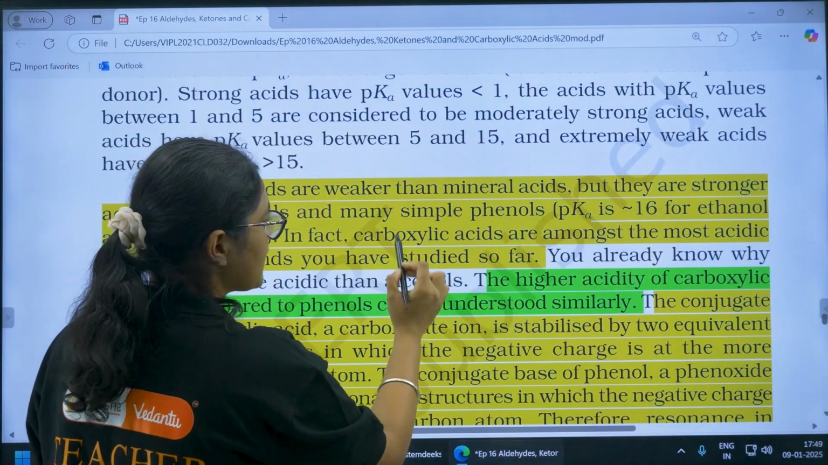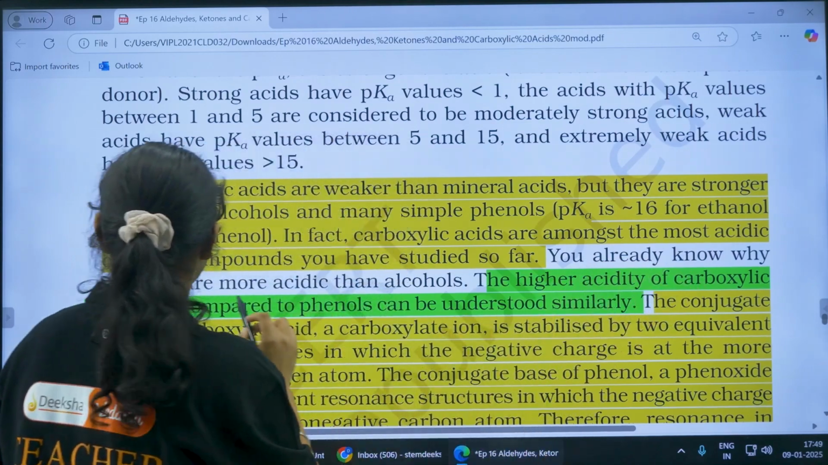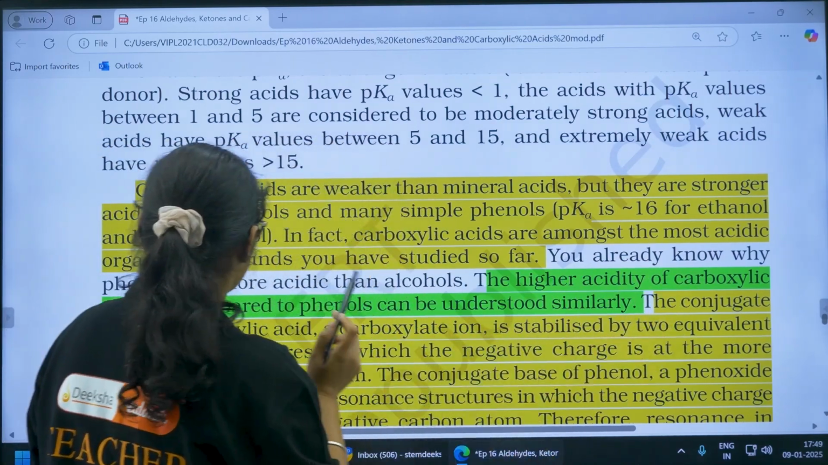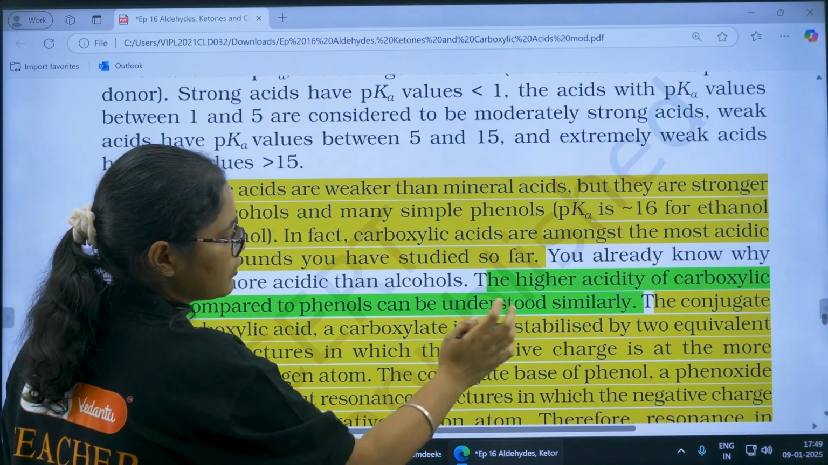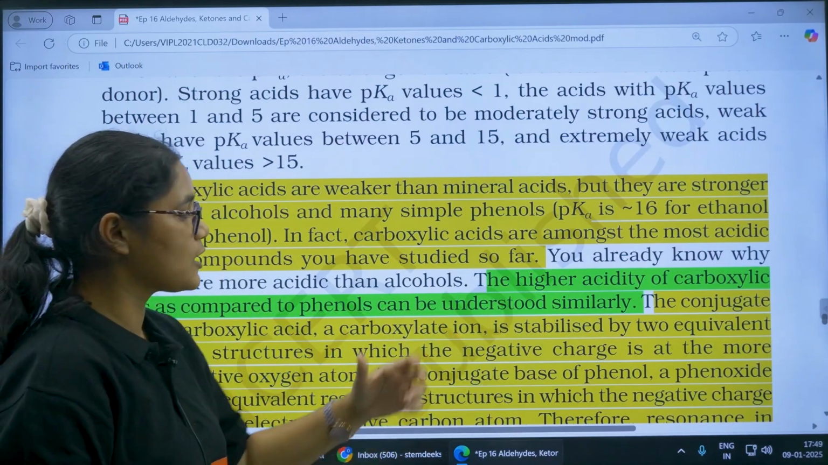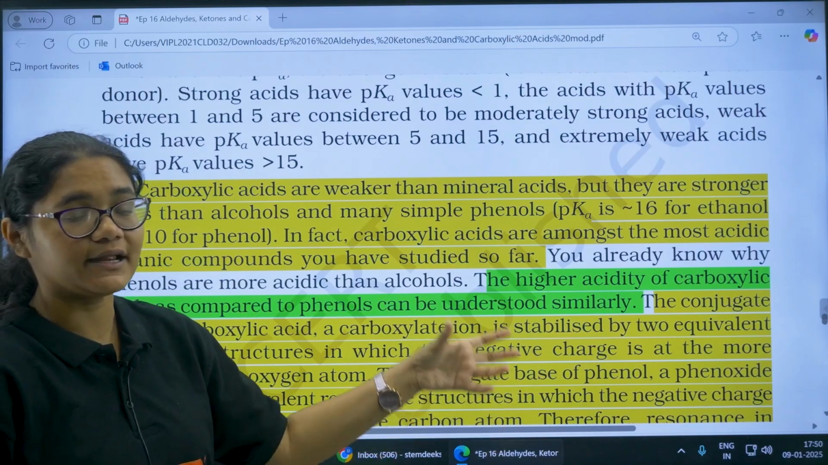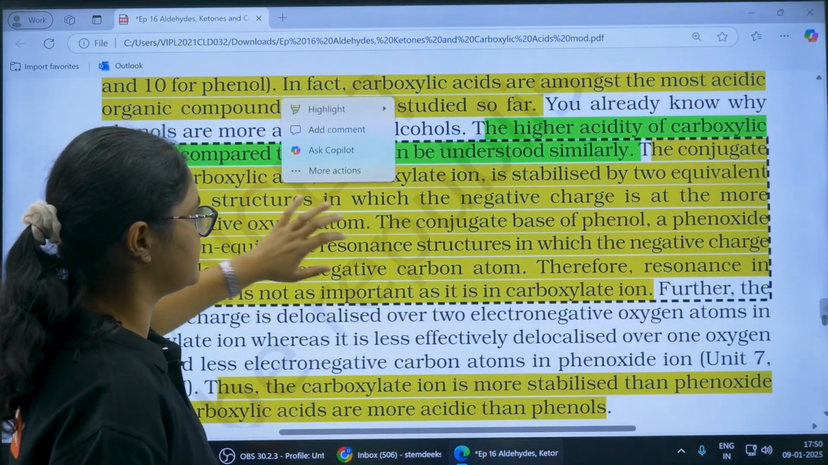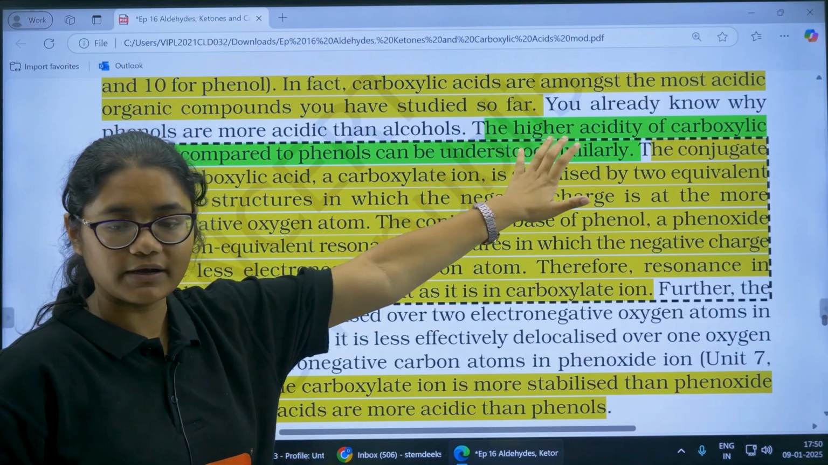Carboxylic acids are amongst the most acidic organic compounds you can have. Now, the higher acidity of carboxylic acid as compared to phenol. So the question can be here like this: why are carboxylic acids more acidic than phenols? The answer is given in the next paragraph, this one. This green highlighted one can be the question.